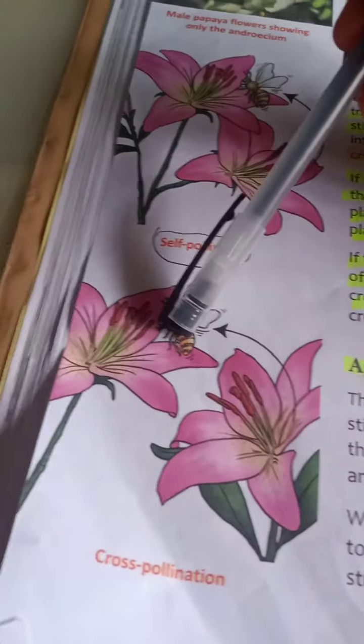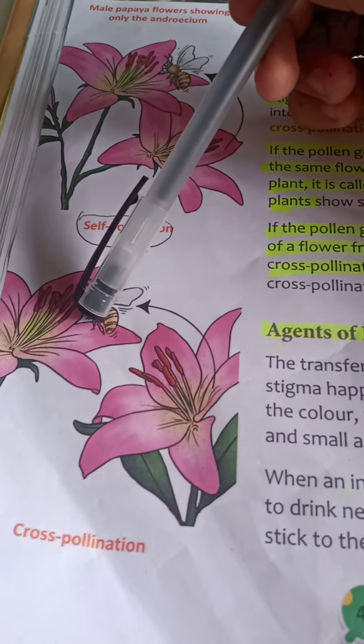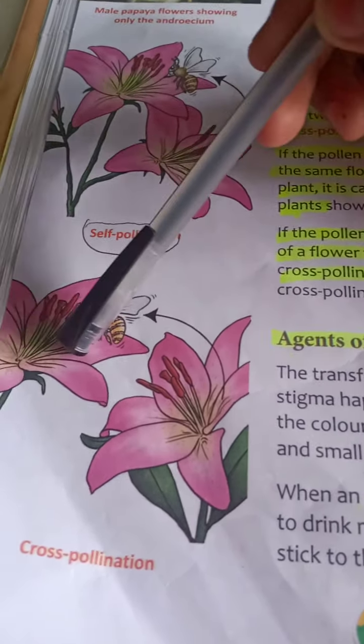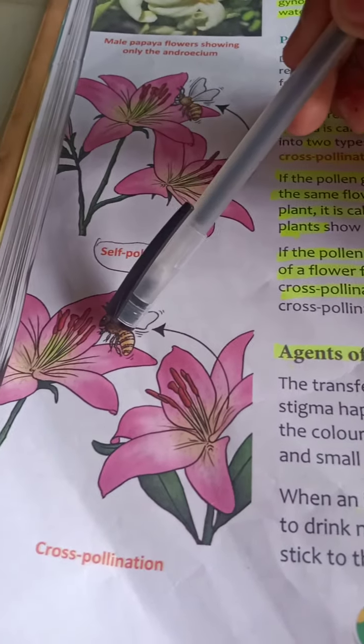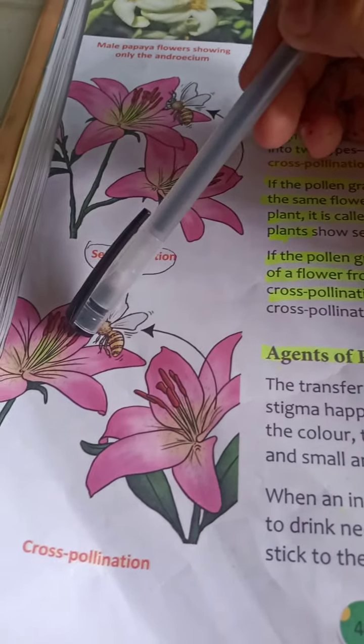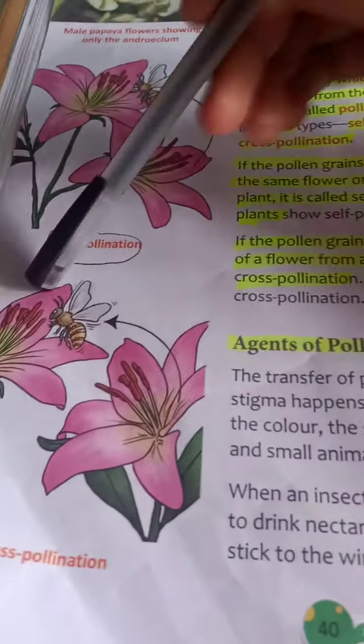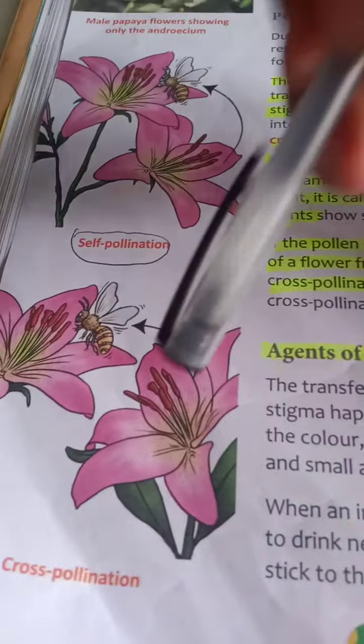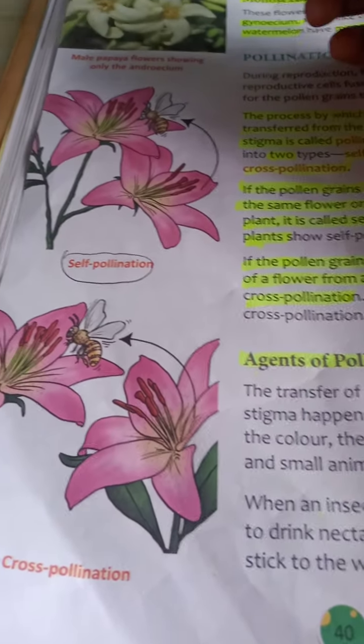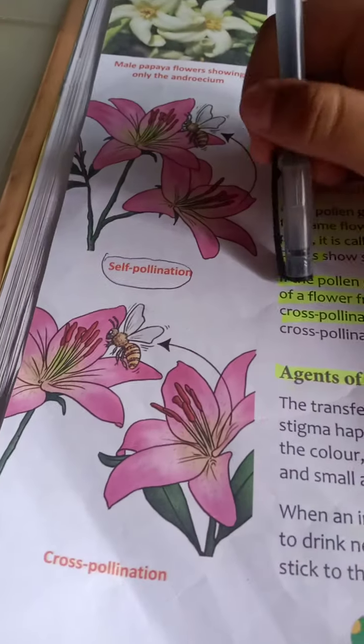So this is an agent of pollination. Now this agent is taking the pollen grains from the anther and dropping it to another flower, means the same species but to another plant's flower. That is known as cross pollination.